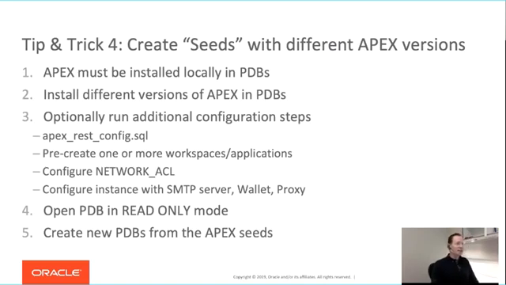Another neat trick or tip is, when you have Application Express installed locally in PDBs, you can create different versions of Apex in those PDBs and make them seeds. The way to make them seeds is to install your version of Apex in there. You could also run additional configuration steps, like configuring it for REST access using Apex REST config. You can pre-create one or more workspaces and applications in there. You can also configure networking, so you can access remote resources. You can also configure your mail, your wallet, if you need to interact with HTTPS resources, and a proxy. Then you open that PDB in read-only mode, and when you create new pluggable databases, you could simply create them from those seeds.